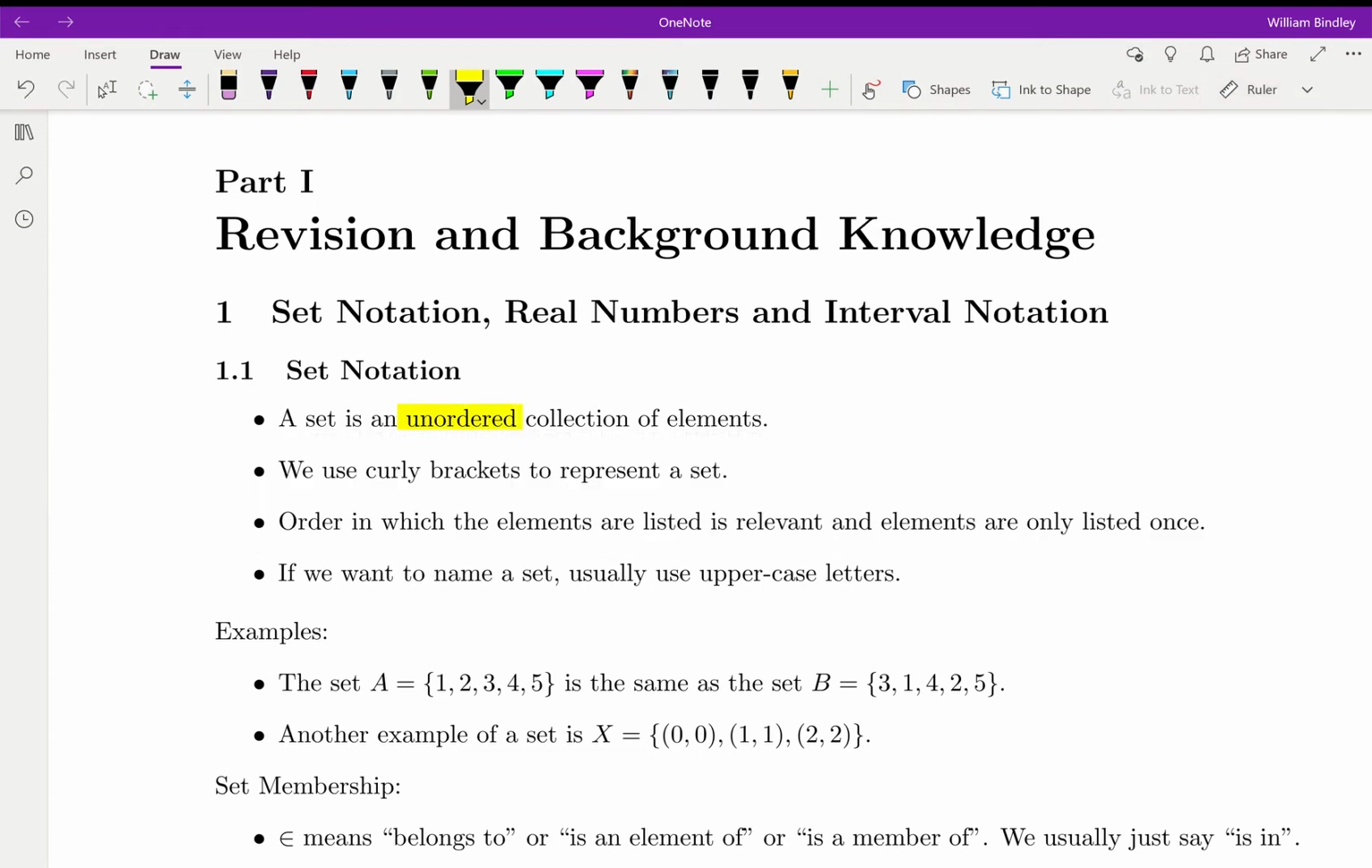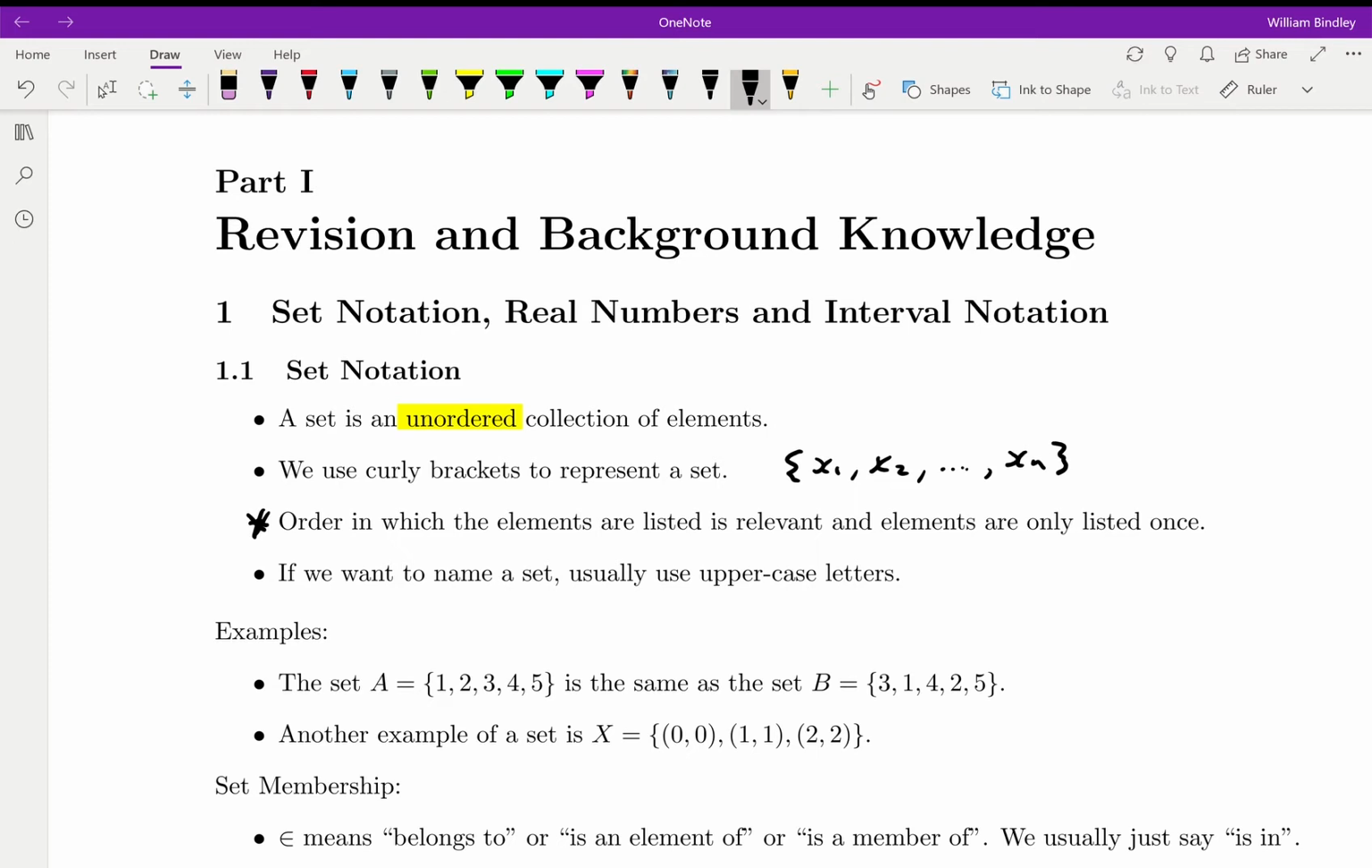We use curly brackets to represent a set, so these kinds of brackets, and then we put some elements in the set, and who knows how many it has, n many elements, and then we close the set with another brace, or set bracket. The order in which the elements are listed is irrelevant, and elements are only listed once.